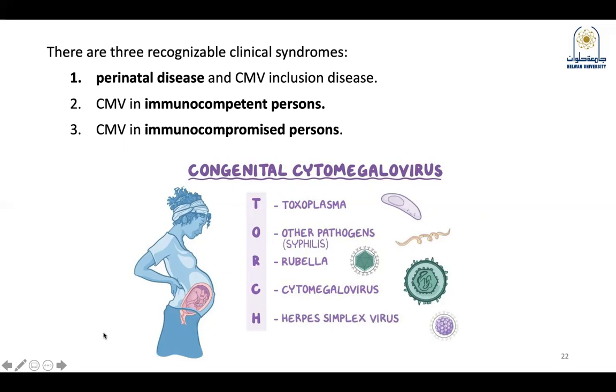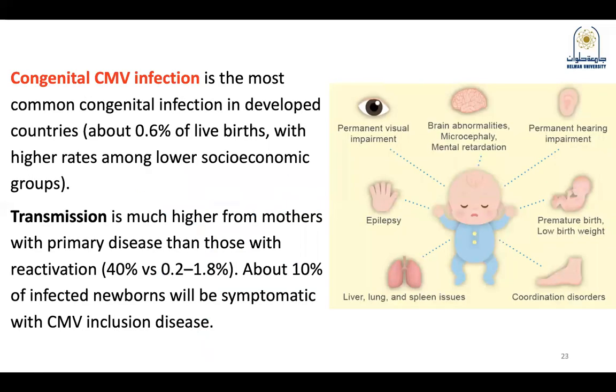So one of the effects of cytomegalovirus in the prenatal disease is called congenital cytomegalovirus. And we will discuss this as the most common congenital infection in developing countries, about 0.6% of live births, with higher rates among lower socioeconomic groups.